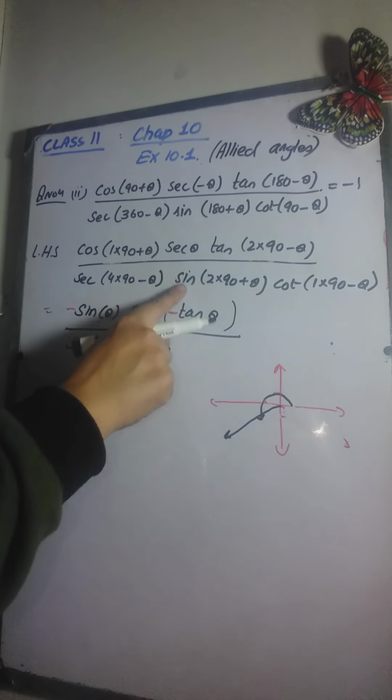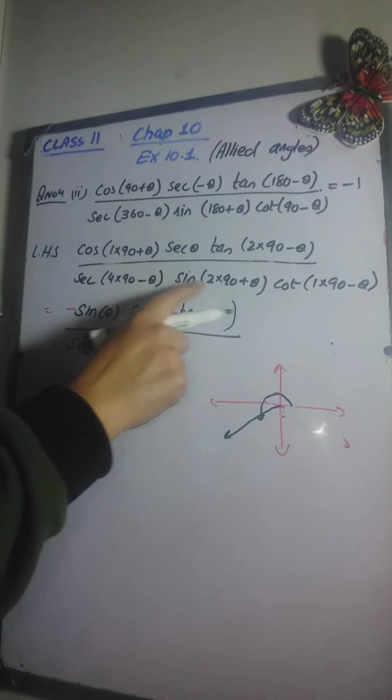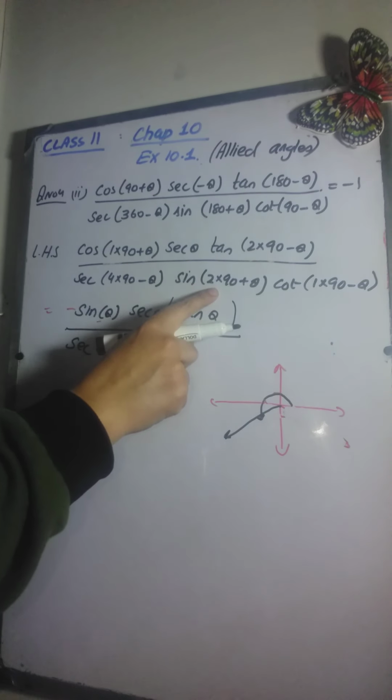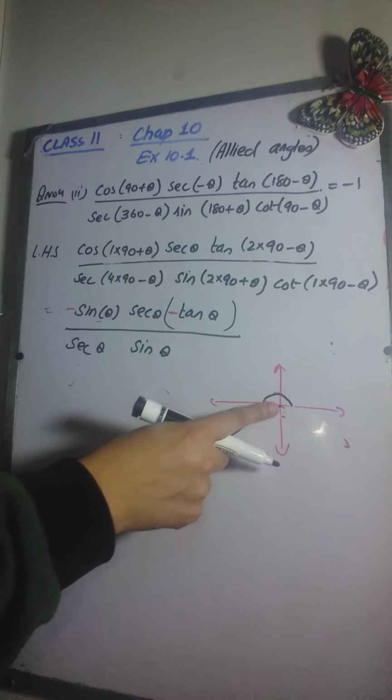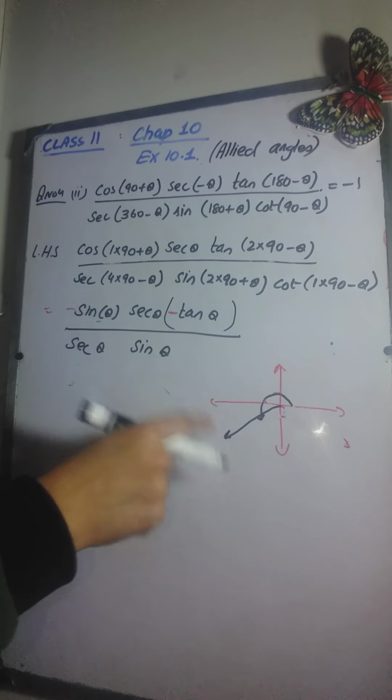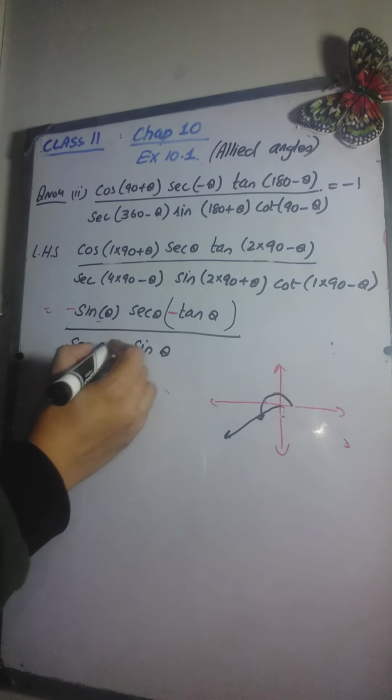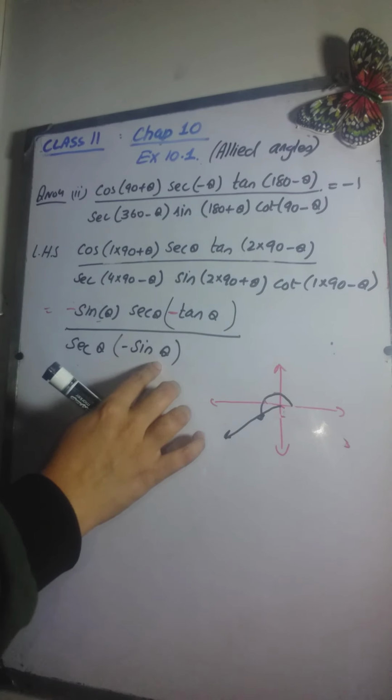Now in the third quadrant, sine will be negative because this angle lies in the third quadrant, and the sine of all the angles which lie in the third quadrant are always negative. So we are going to put a negative sine theta.